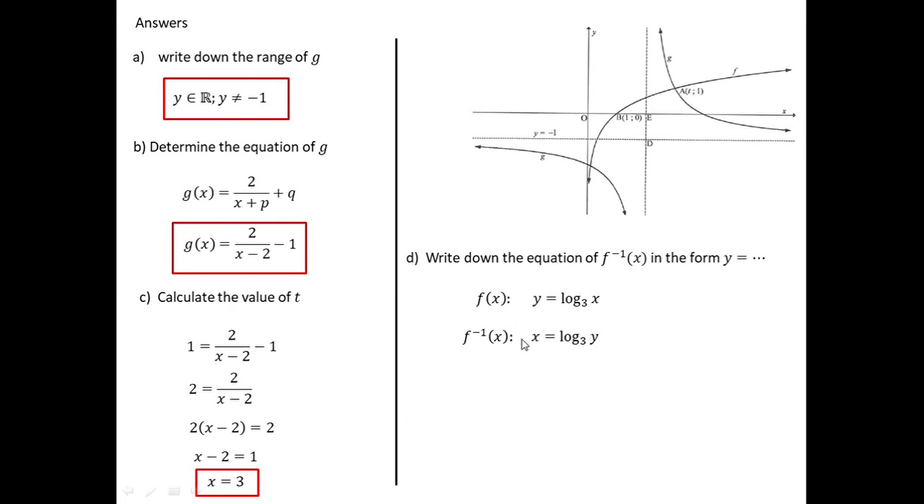The first step to writing down the inverse of a function is to just swap the x and y around. There they are. Then we have to change the subject of the formula to get y by itself. So we change this from logarithmic form into its exponential form. There we go. Done. That was easy.